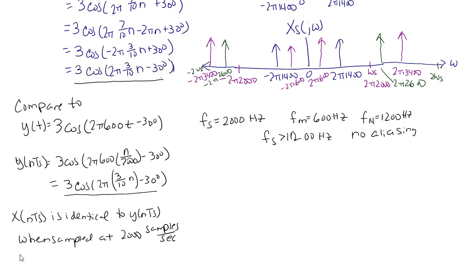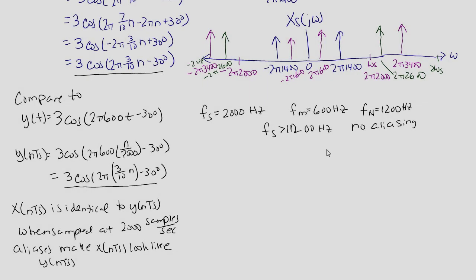So what this tells me is that the aliases make x of nTs look like y of nTs. And that's not good because you're not going to be able to retrieve the original x of t at this sampling rate. So let's see what this looks like in the frequency domain.